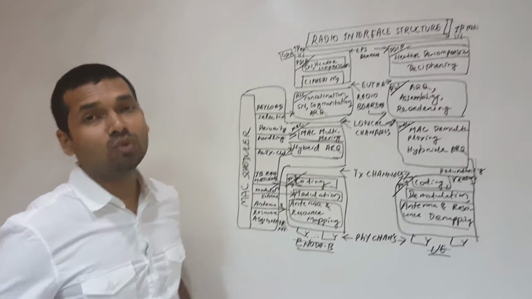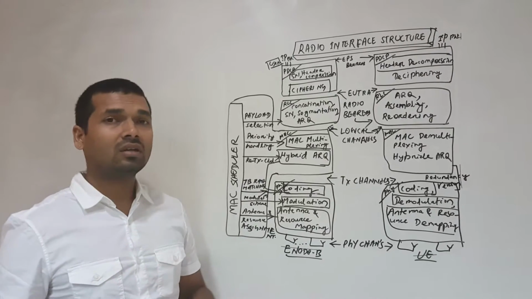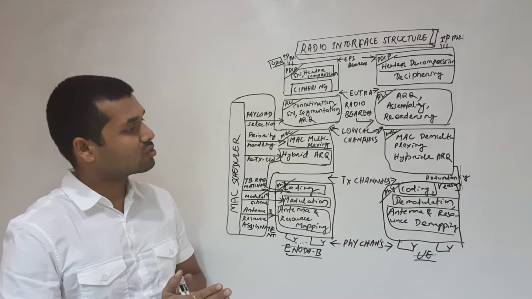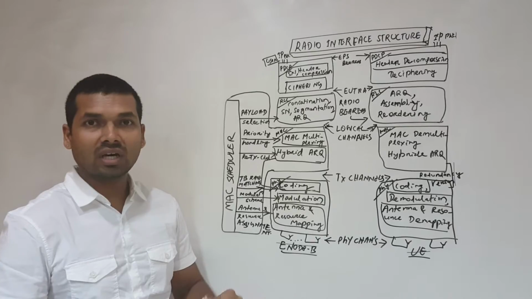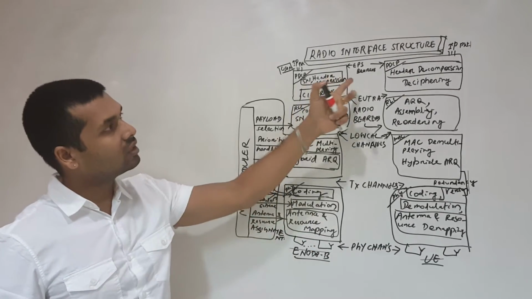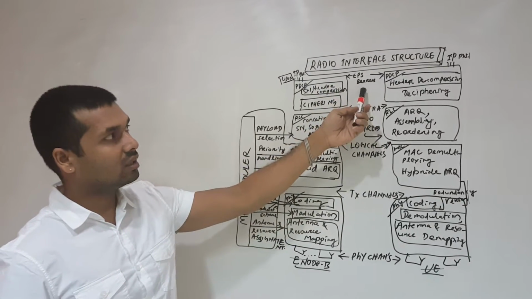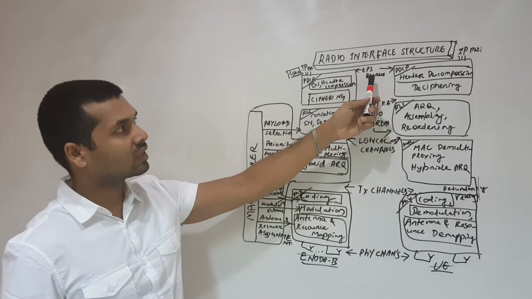Today it's a very important topic, radio interface structure. So please pay attention. This is going to be very crucial in your RF career. So we'll be going straight away to the EPS bearer that is right here above the PDCP layer.